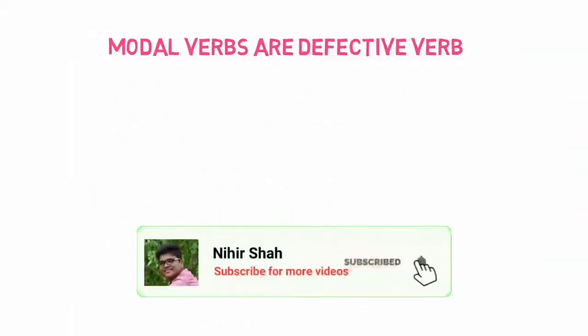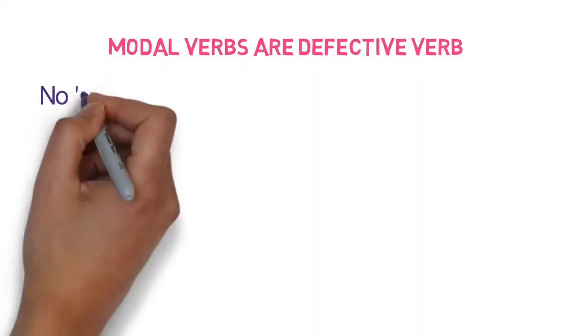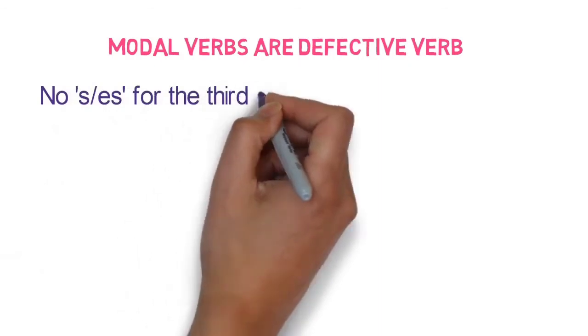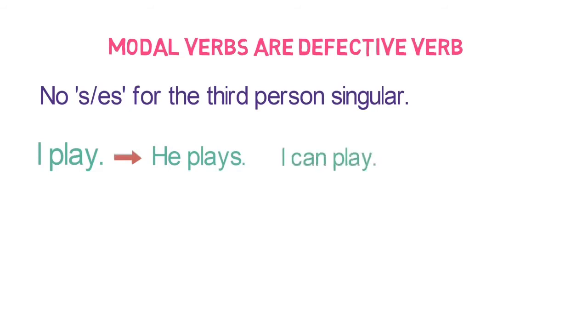And modal verbs are defective verbs. They are not used with the third person singular form, okay. Modals do not have any inflection, and they do not change with the change in subject, tense, voice or number. For example, "I play" can be changed into "he plays". I play, he plays, okay. But modals do not have any inflection.